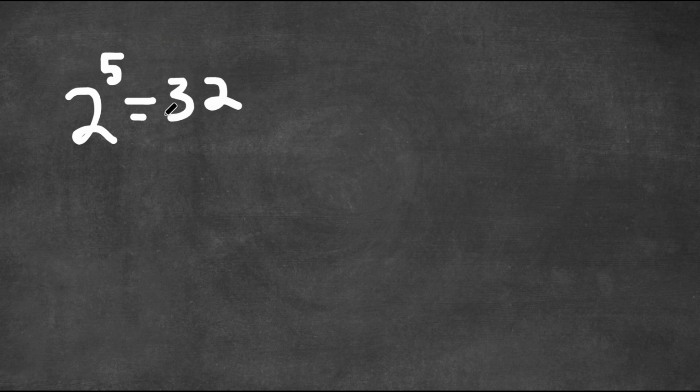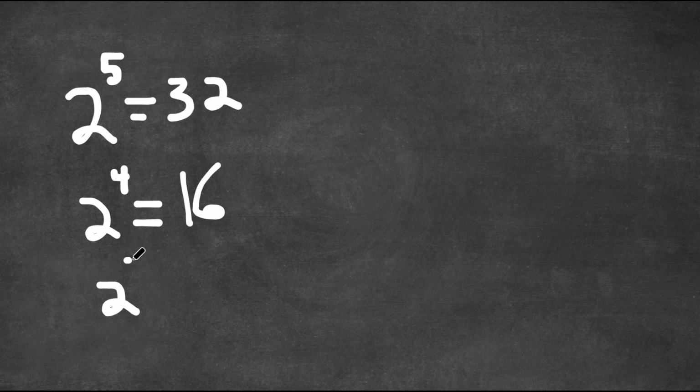Now let's go one lower. What is 2 to the power of 4? 2 to the power of 4 is 2 times itself 4 times. In other words, it's 16. Now let's go one lower. What is 2 to the power of 3? 2 to the power of 3 is 2 multiplied by itself 3 times. And this is 8.